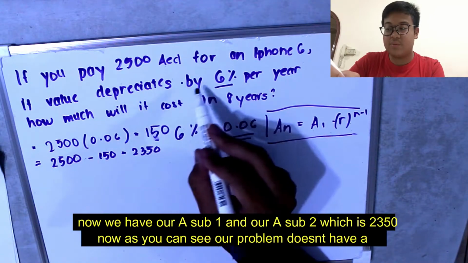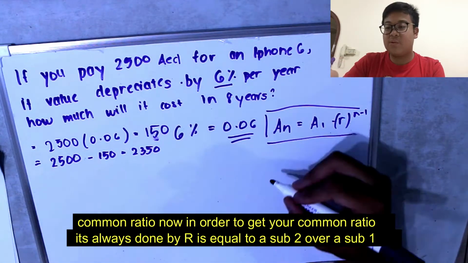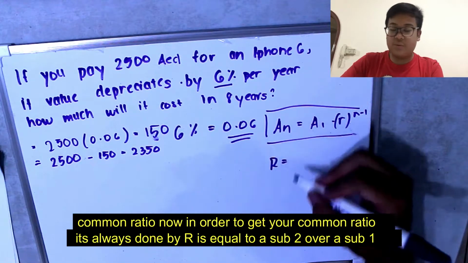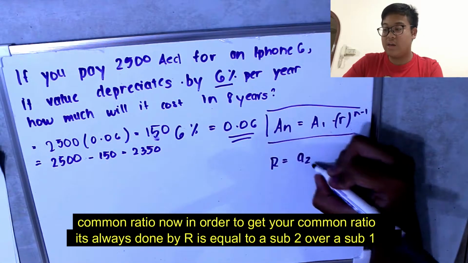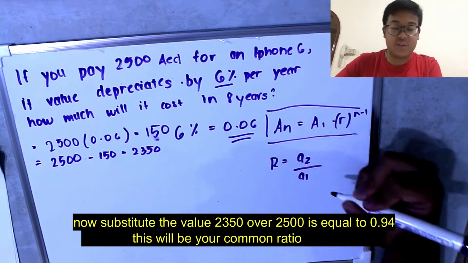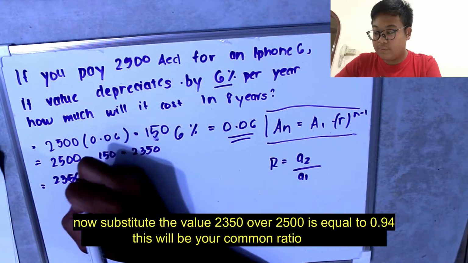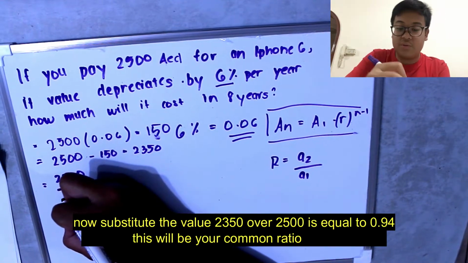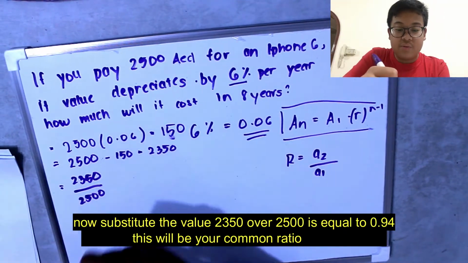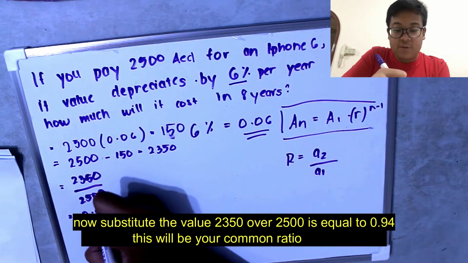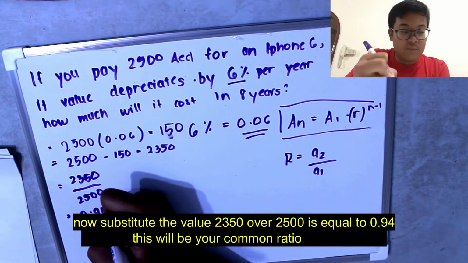Now, as you can see in our problem, we do not have a common ratio. In order to get your common ratio, it's always done by r, the common ratio, is equal to A sub 2 over A sub 1. Now, substitute the values: 2,350 divided by 2,500 is equal to 0.94. This will be your common ratio.